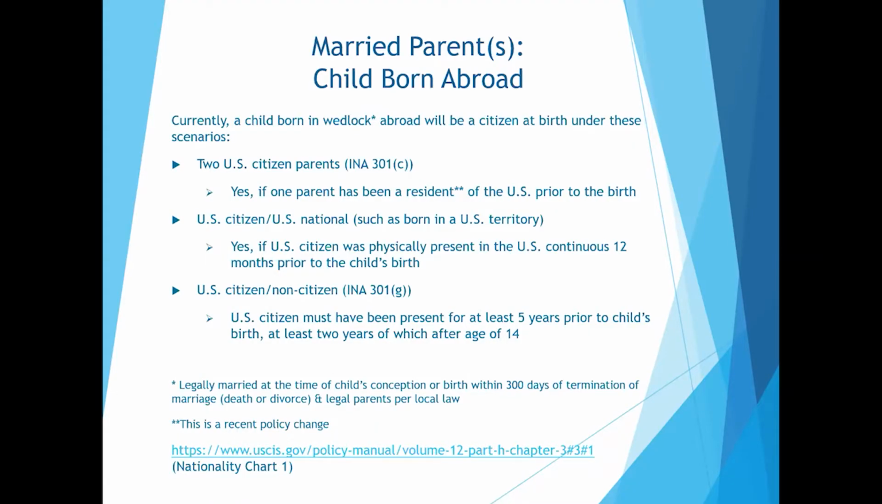So that might come up a little bit, maybe like with a section or something like that. And there is a recent policy change on that first one, to U.S. citizen parents, about one parent must be a resident of the U.S. prior to the birth. If you look down at the bottom, there's a little bit of help here at the uscis.gov site. There are going to be 4 charts that we're going to go through, the scenarios that are on these charts. If you want to go back and look at them, you can do that.